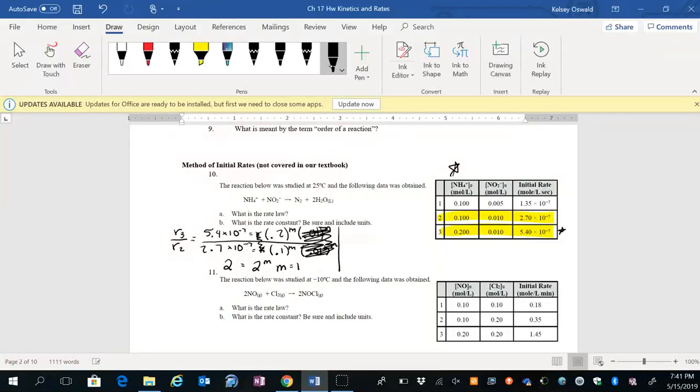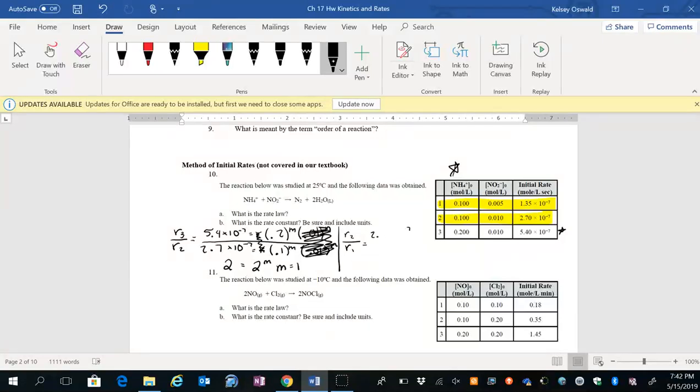We're going to do the same thing looking at our NO2. There, we want to pick 2 reactions where NO2 is changing, but our NH4 is constant. That's going to be reaction 1 and reaction 2. So what we're going to do is take reaction 2 and divide that by reaction 1. When we look at our rate, we'll have 2.7 times 10 to the negative 7.